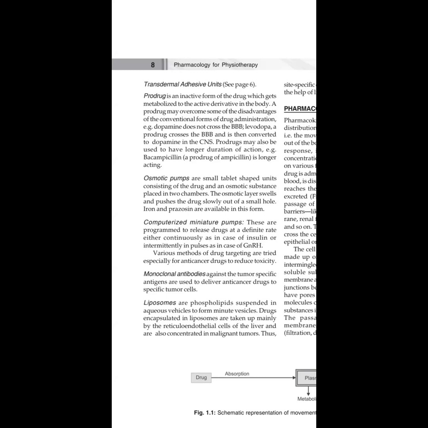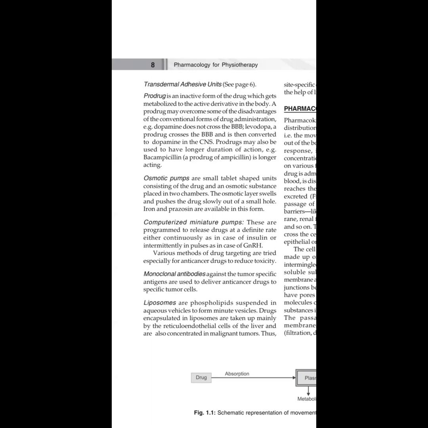The major example is dopamine. Dopamine does not get released or activated properly, so we give a prodrug. The BBB, the gate of the CNS, does not let dopamine cross. In Parkinson's, dopamine cannot cross this gate. So now levodopa will go there, cross the gate, and then it will get converted to the active dopamine.